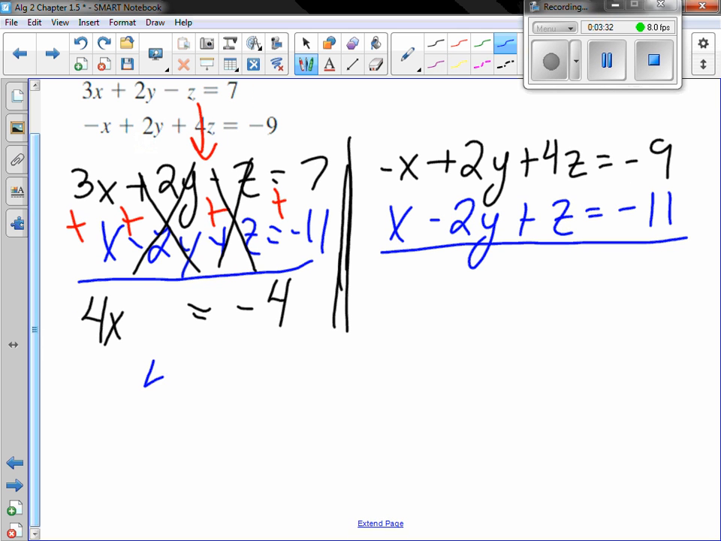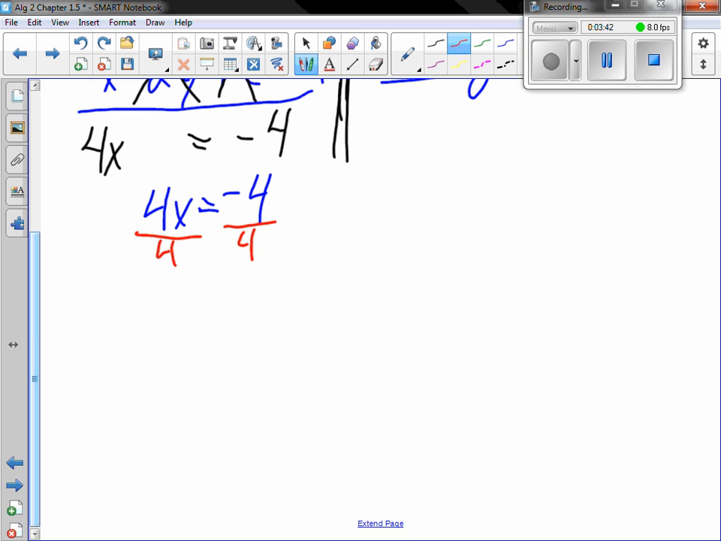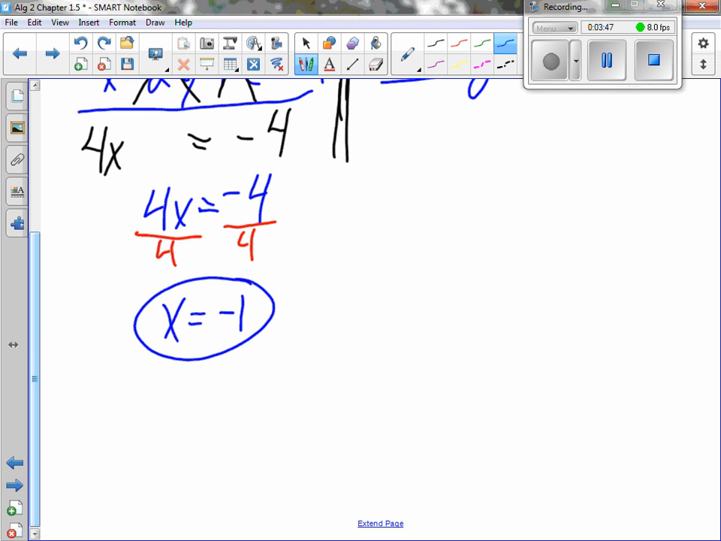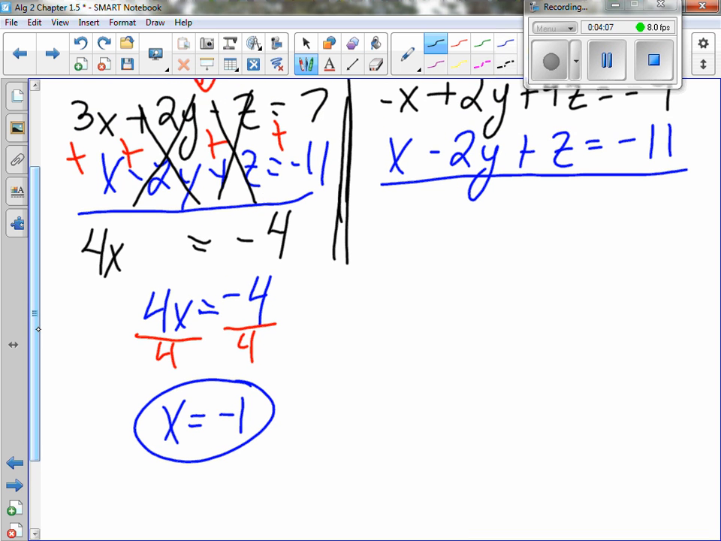What would I need to do to this here to solve for x? We're going to divide both sides by 4, which tells me x is equal to negative 1. So in some of these, it might work out that we get the first variable without doing too much. So all we did was one step and we found the value of x. Questions on this here?